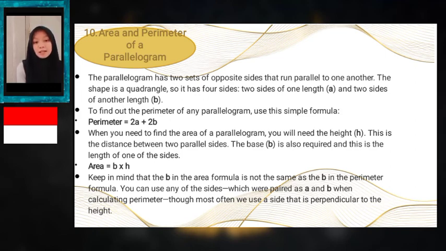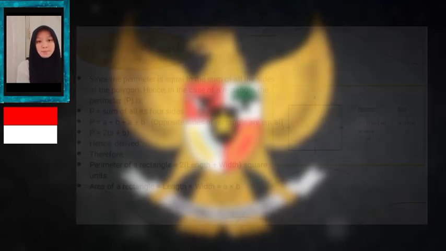Keep in mind that the B in the area formula is not the same as the B in the perimeter formula. You can use any of the sides which were paired as A and B when calculating perimeter. Most often we use a side that is perpendicular to the height.